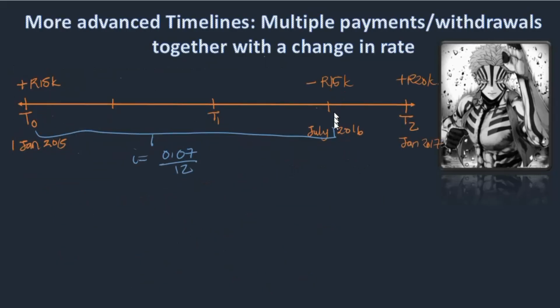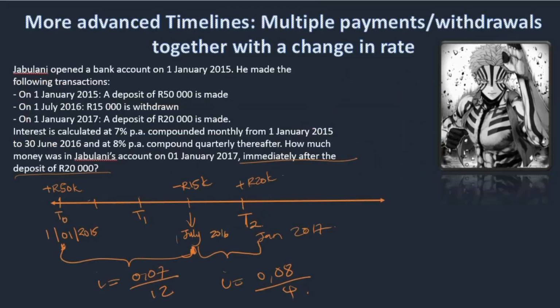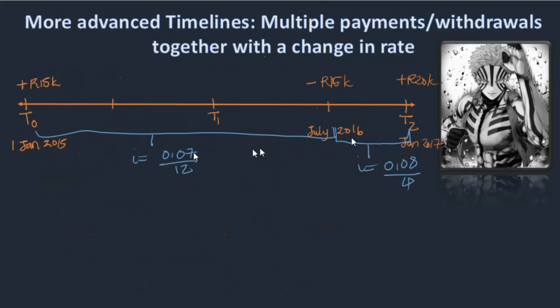So which means from this point here, my I is 0.08 compounded quarterly, right? I hope it's cleaner now compared to the previous time. I'm not sure what else I am missing. I think I have everything here. They need the amount of money at the end. So what am I going to do? I'm going to move from here. There's no disturbance up until here. Then I'll stop here and start calculating again from here.